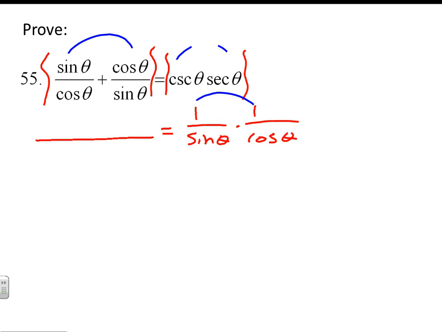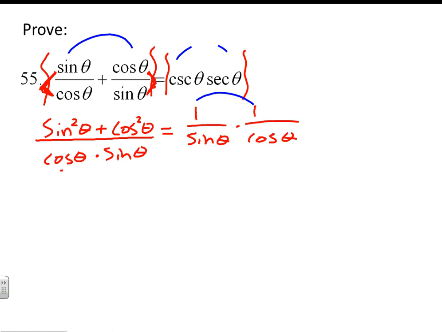To smash those together, I need a least common denominator. It needs a factor of cosine of theta and a factor of sine of theta. What did I have to multiply this fraction by to get it on sine of theta cosine of theta? Well, it was on cosine of theta. I needed to multiply by sine of theta on sine of theta, giving me sine squared of theta. This fraction needed to be multiplied by cosine on cosine. So I get plus cosine squared of theta.